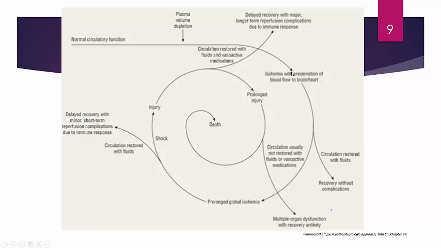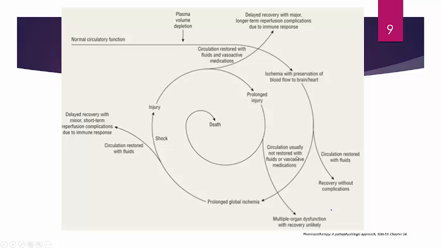Now, what happens here, after you have an initial insult of ischemia, ideally you treat it with some kind of fluid, and we'll talk about the fluids a little later. And hopefully, by treating it with fluid, you may restore normal circulation with the fluid. However, this is not always the case. And you may actually have circulation that is not properly restored after you use fluids or vasoactive medications.